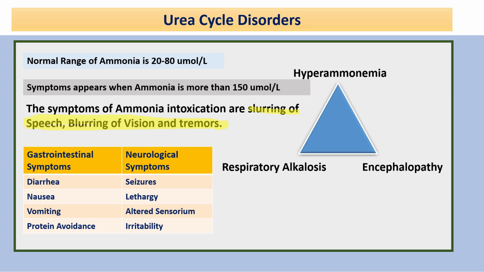Another symptoms of this hyperammonemia is in GI tract there is a diarrhea, nausea, vomiting and protein avoidance. ये पेशेंट प्रोटीन को अवॉइड करेगा, प्रोटीन खाने की इच्छा नहीं होगी. The next one is the neurological symptoms: seizures, lethargy, altered sensorium and irritability. These are the neurological symptoms of urea cycle disorders. So this hyperammonemia, respiratory acidosis and encephalopathy is continuously चालू रहेगा because of increased level of ammonia.